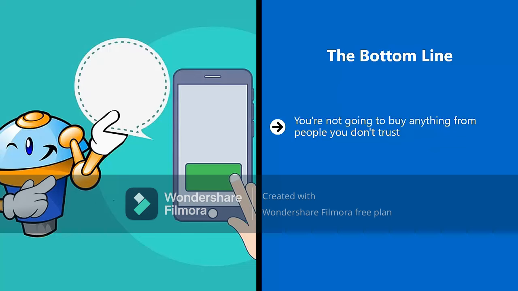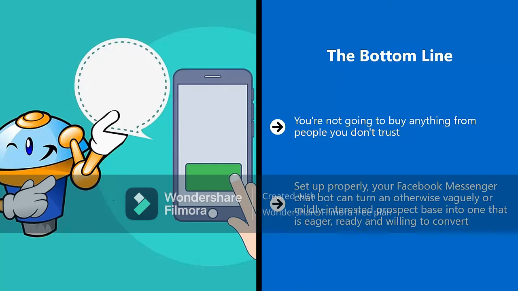The bottom line, you're not going to buy anything from people you don't trust. Thankfully, Facebook Messenger bot can help qualify general online traffic from Facebook into deeper and deeper levels of trust. Set up properly, your Facebook Messenger chatbot can turn an otherwise vaguely or mildly interested prospect base into one that is eager, ready, and willing to convert.